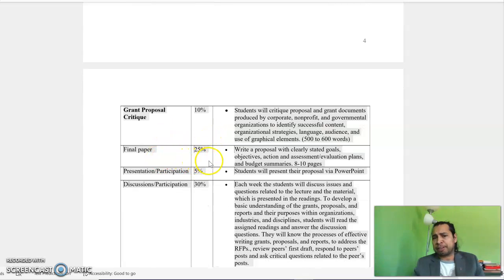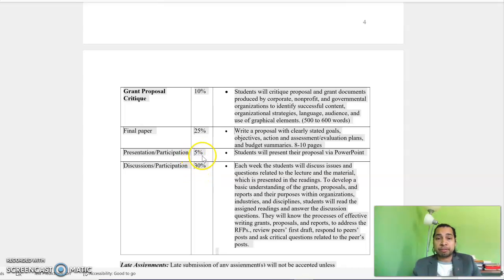This final paper is basically you'll write a proposal with clearly stated goals, objectives, action and assessment and evaluation plans, and budget summaries, which can be somewhere from 8 to 10 pages long. For those who have already taken a business and technical writing class, perhaps that also will help you with writing a grant proposal in terms of formatting and designing and making it visually appealing. Okay, that's going to be the final paper, and you'll also present your final paper.